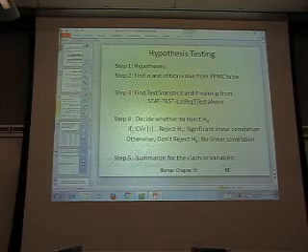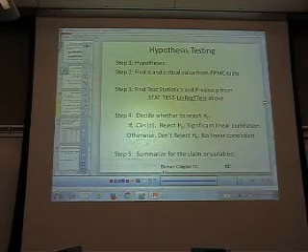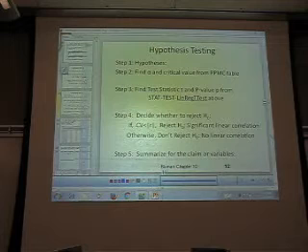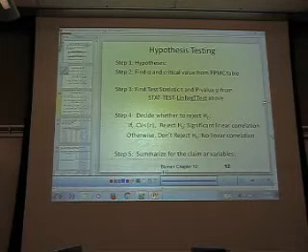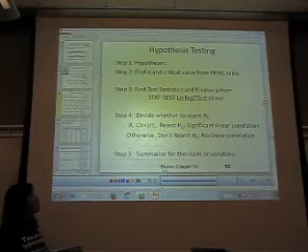Okay, thank you. So here are the steps again, very straightforward. Step 1, the hypothesis, which we just talked about. Step 2, find your critical value using the PPMC table, which is really straightforward. Step 3, find the test stat.